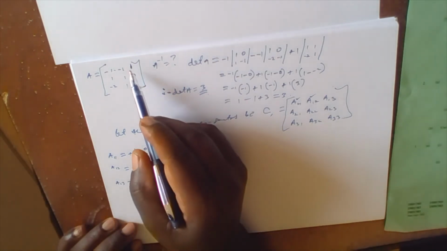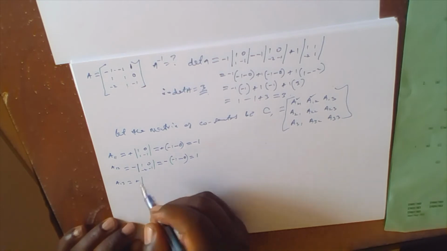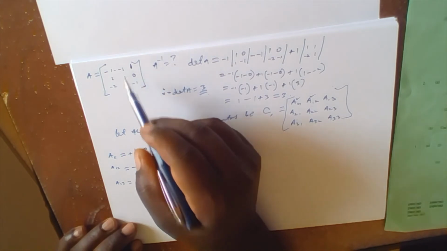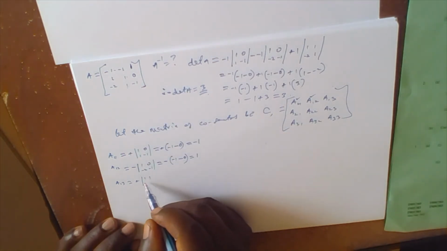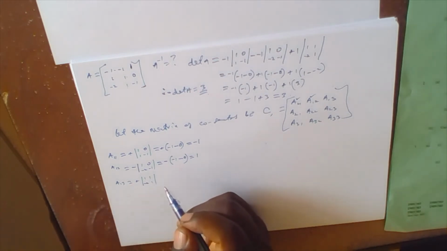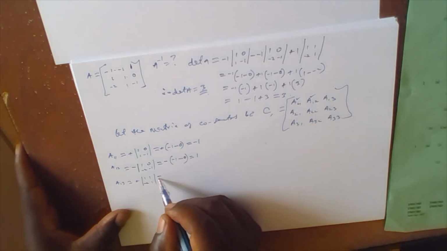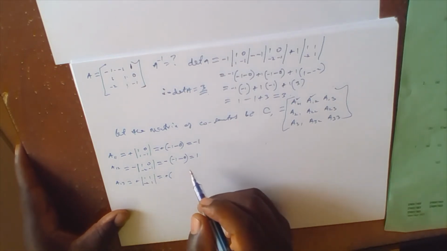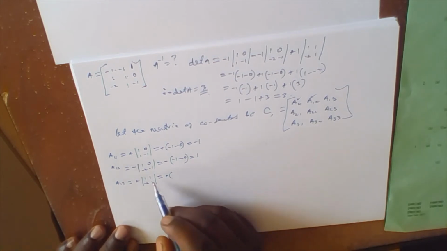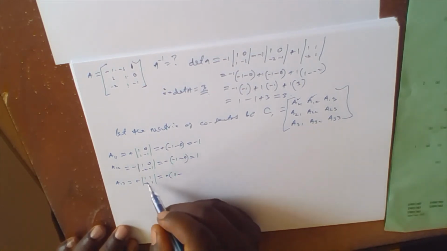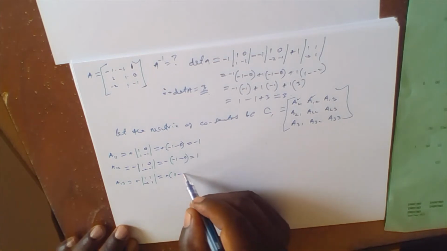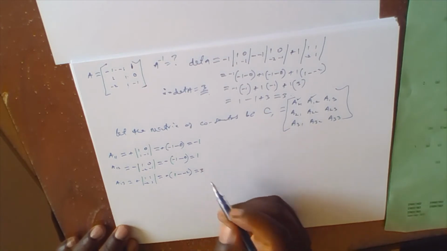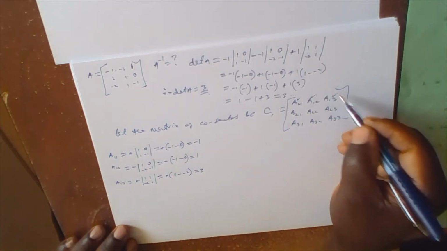A13 equals, so the place sign of this is positive. The minus of this, we block this row and this column. 1, 1, 1, 1, negative 2, and then 1. This equals, the place sign is positive into 1 times 1, we have 1, minus negative 2 times 1, we have negative 2. So this equals 3. So we are done with this.